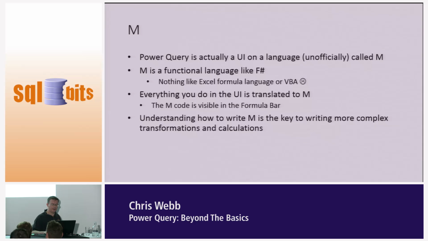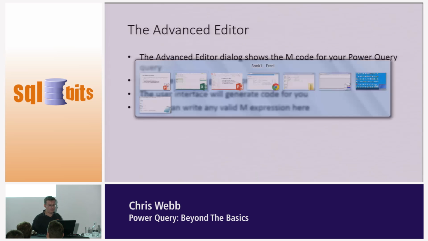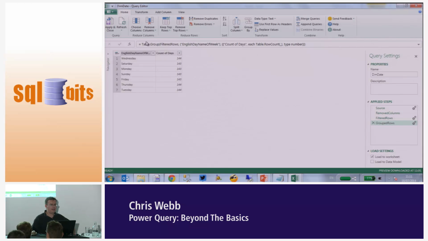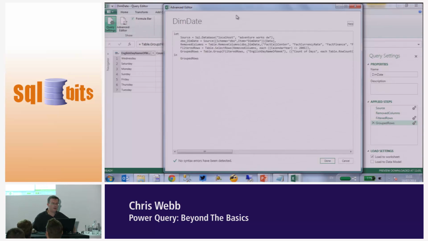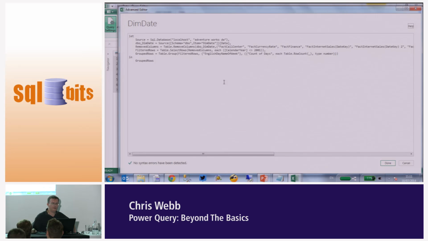We can also see the entire M code for our query. So if we go back to Power Query here, and I go to View, and then click the Advanced Editor button up here, a window opens and shows me all of the M code for my query, and I can edit it here. Now, I suppose in a way this is the advanced editor, but it's not a very advanced editor. It's basically a text editor.